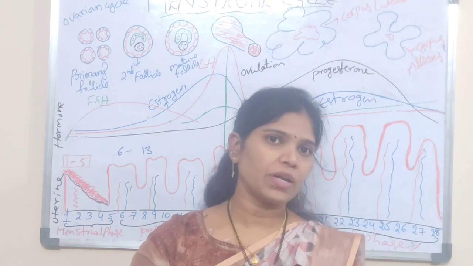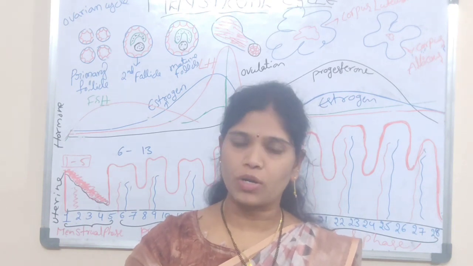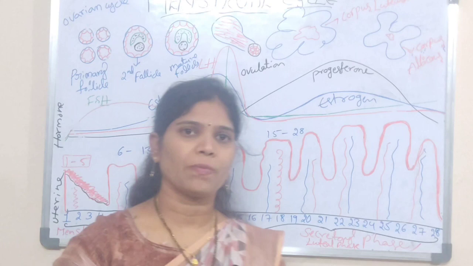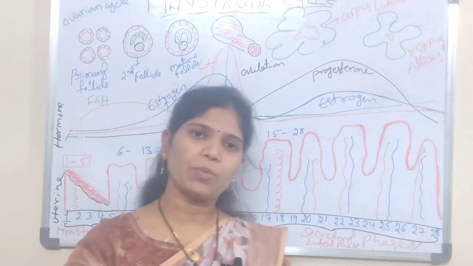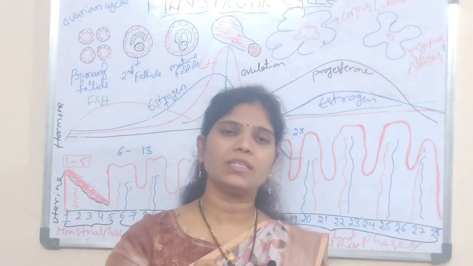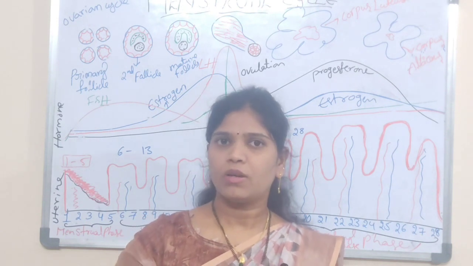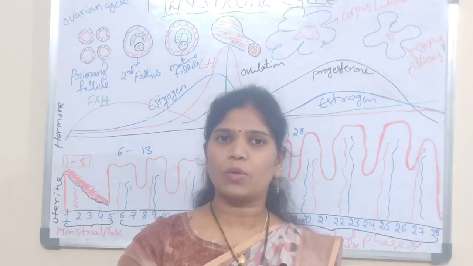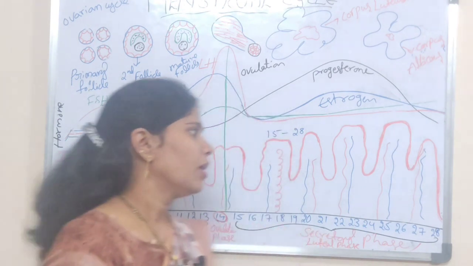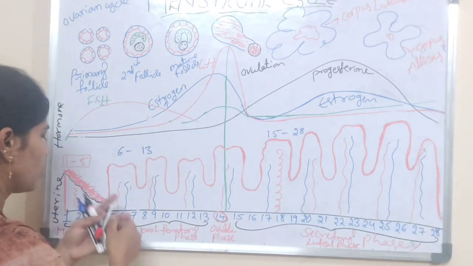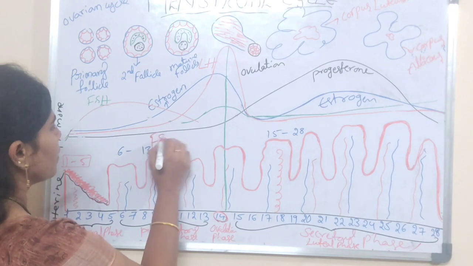This anterior pituitary gland, stimulated by GnRH hormone, releases two types of hormones. One is FSH hormone and the other is luteinizing hormone. Two hormones you have to remember: FSH and luteinizing hormone. Before 14 days, there is a high secretion of FSH.